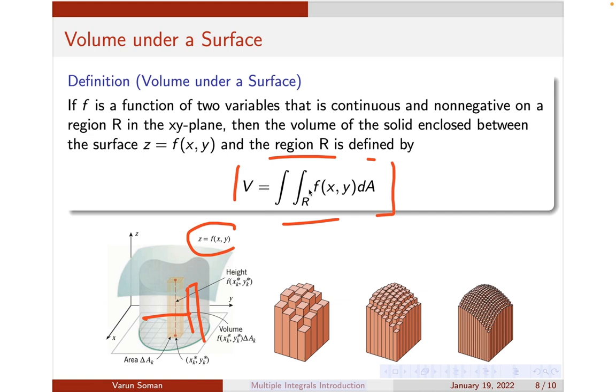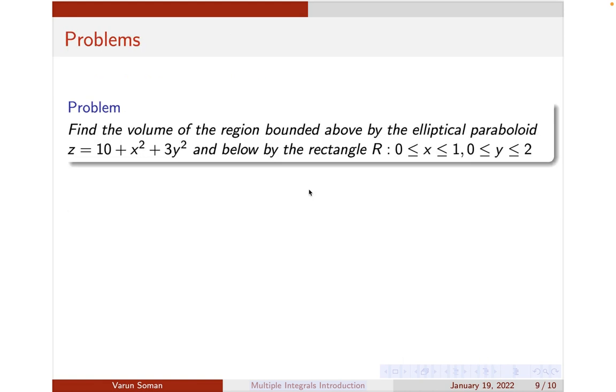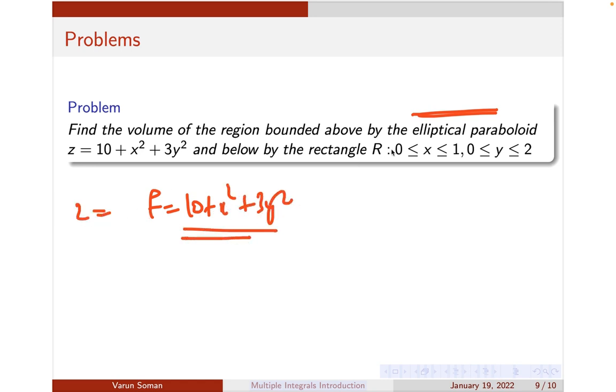In this section they can also ask you for the volume. We will do one problem like that here. Suppose you have to find the volume of the region bounded above by the elliptical paraboloid. Don't be afraid of these names; just look at the definition of the function. Here your f is given as 10 plus x square plus 3y square. So your surface is f of x, y, which is this function, and the region is given to you.